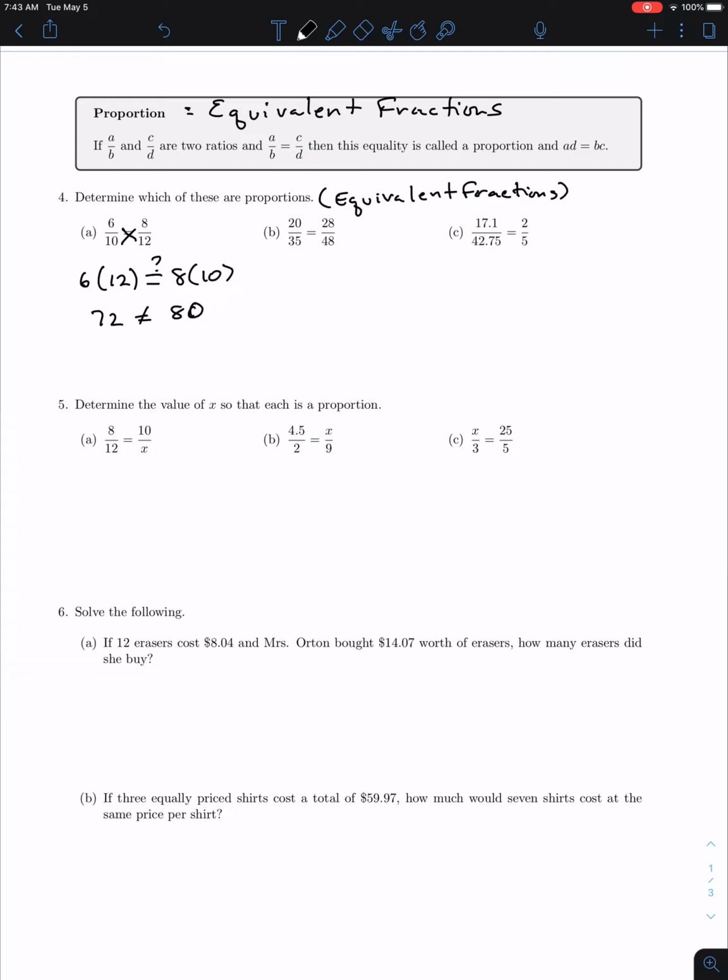For 5, we're trying to find the value of x that makes each of these a proportion, or, if you want to think of it as, equivalent fractions. Again, we cross multiply. 8 times x is 8x. 12 times 10 is 120. Then divide both sides by 8, and we get x equals 15 in this case. I'll leave the rest of 5 for you guys to do the same way.